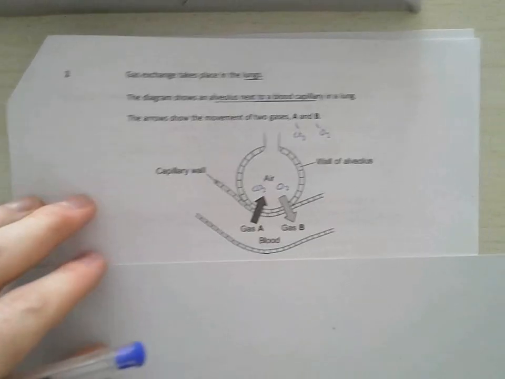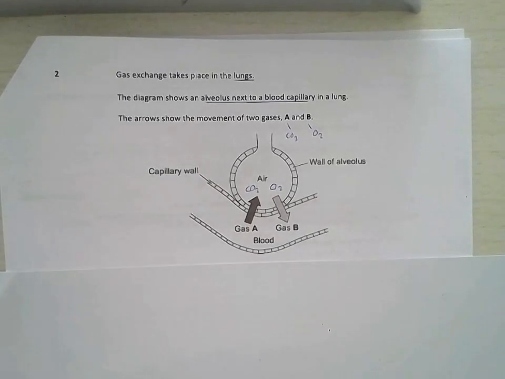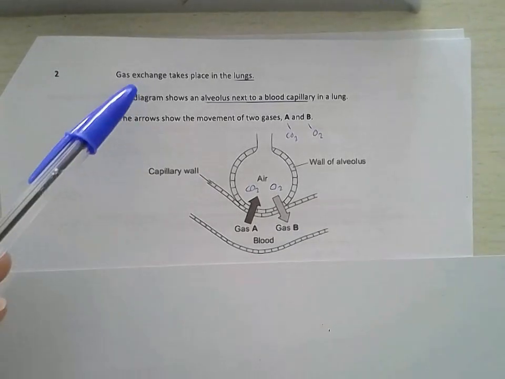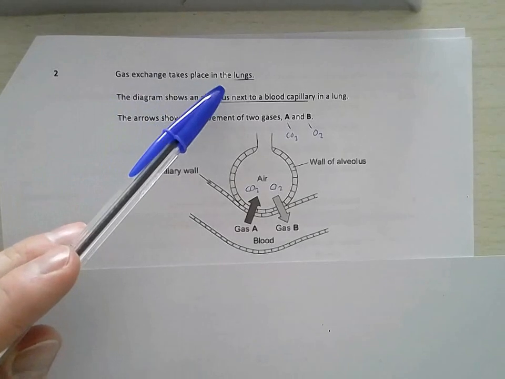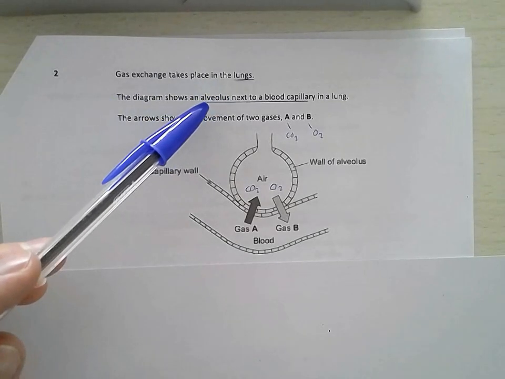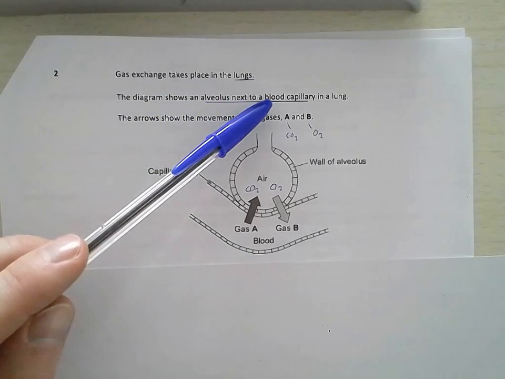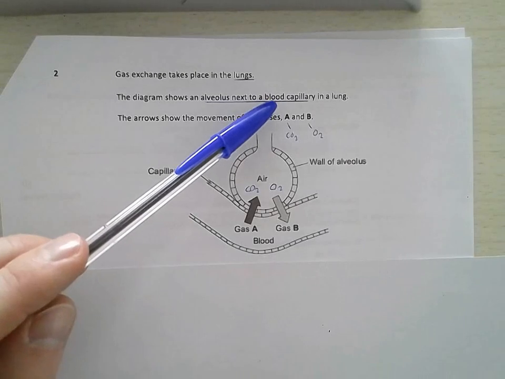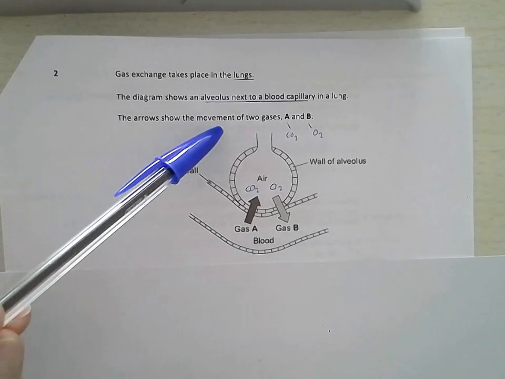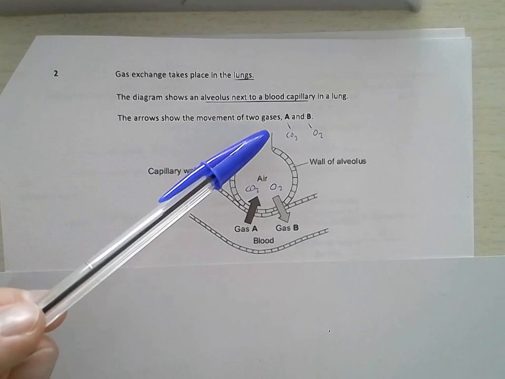First thing we want to do is make sure we know what the diagram is actually showing us. Gas exchange takes place in the lungs, so it's going to be about the lungs. The diagram shows us an alveolus, which is the singular of alveoli, and it's next to a blood capillary, a type of blood vessel that's in the lungs. The arrows show us the movement of two gases. You can see I've already written down what those two gases are.